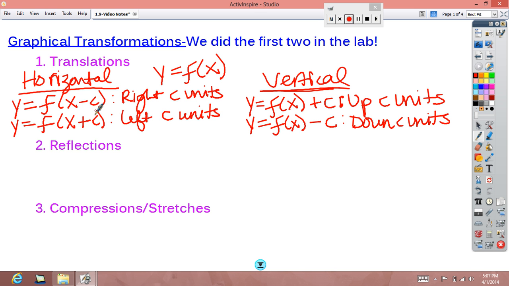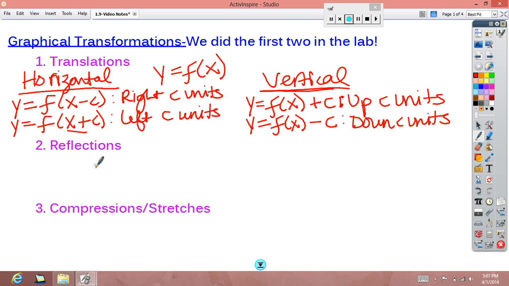When you think plus, you would think up, and when you think minus, you would think down. The horizontal, though, doesn't work like that. On the graph, if you think minus c, you think it's going to move left, but actually it moves right. If you think plus, you think it's going to move right, but it actually moves left. And that's because of what happens when you make these equal to 0. This will equal positive c, this will equal negative c, and so that's what ends up happening.